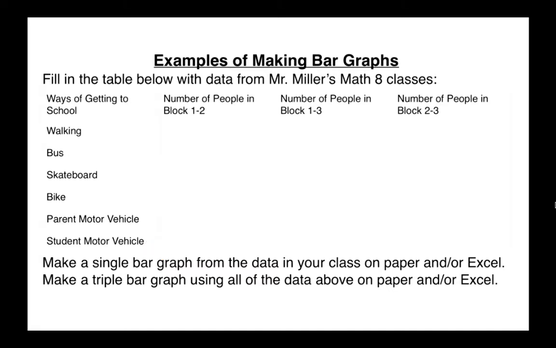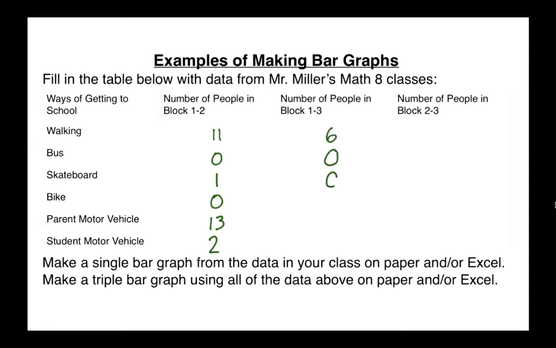So here's the data that was collected from the 1-2 class. There were 11 people who walked. There was nobody who was taking the bus. There was only one person who was skateboarding. Nobody took bikes, but 13 people came in motor vehicles with a parent, and there were 2 people who were coming in student motor vehicles.